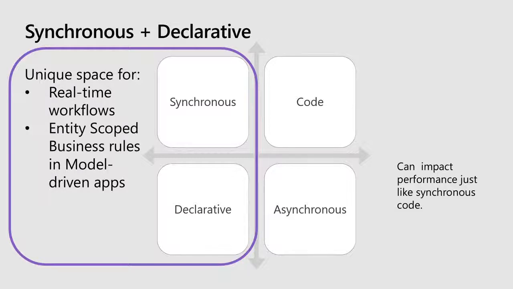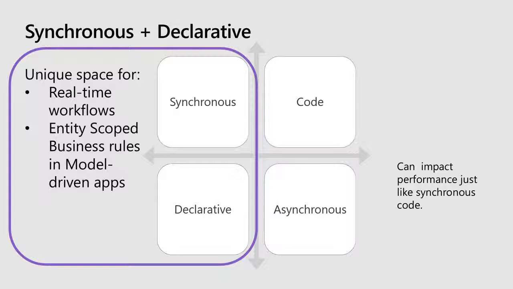And then finally, completing the loop. Anything that is synchronous and declarative is really the place where real-time workflows can define those. The other thing, if you're using model-driven apps, is that they have the concept of business rules. Business rules can be scoped to the form, in which case they're using JavaScript within the model-driven app. But if they are defined at the entity level, then they are considered, basically, synchronous workflows.